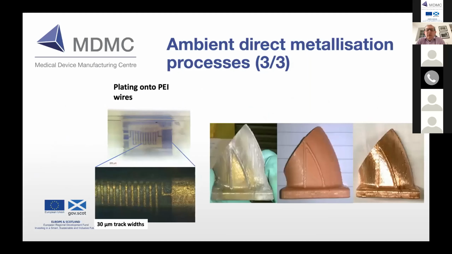Here is a quick example. The idea is to print 30 micron track width onto a very small filament. This is using either a laser or an exposure mask. The example on the right-hand side is filament-based deposition of plastic parts, and we are treating the plastic using very simple chemical processes, which allows us to do electroless plating and then electroplating of copper. So this is an example you see on the right-hand side.